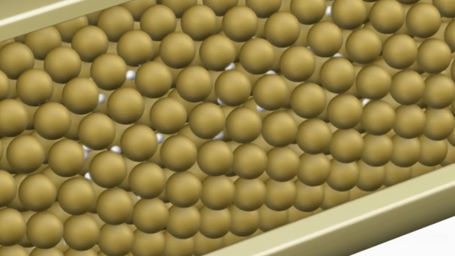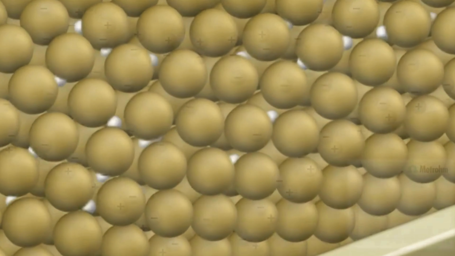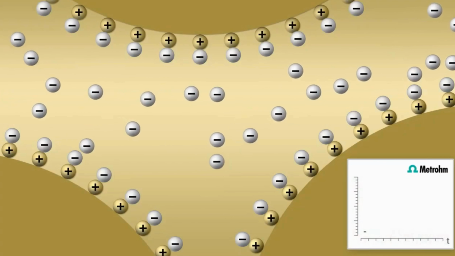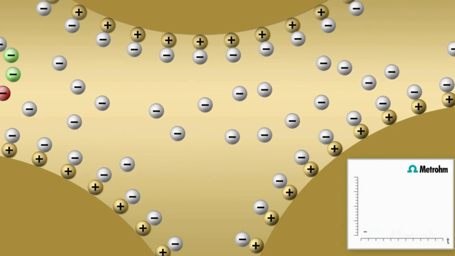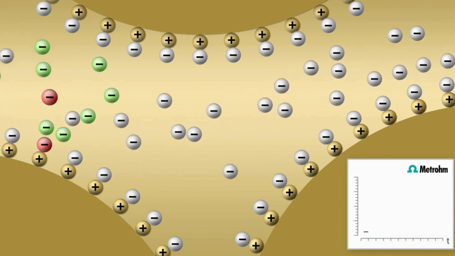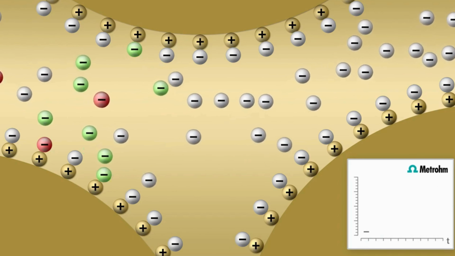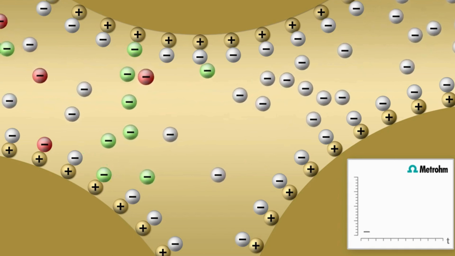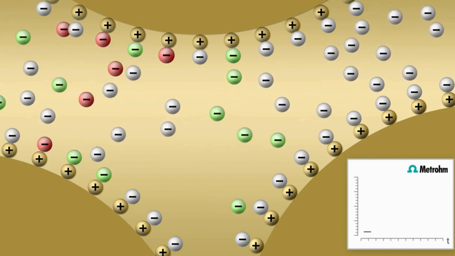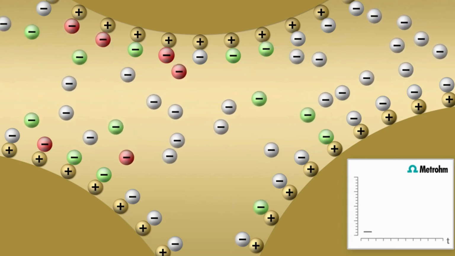In cation exchange chromatography, the stationary phase is negatively charged and retains positively charged species. In anion exchange chromatography, the stationary phase is positively charged and retains anions. Retention can be controlled principally through pH, ionic strength, counterion composition, and gradient conditions.